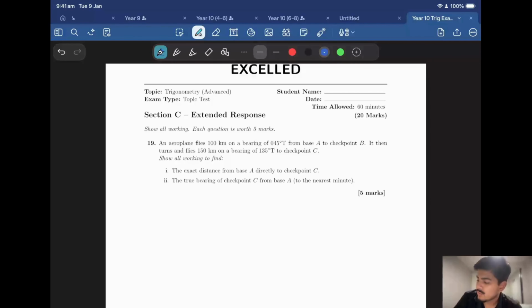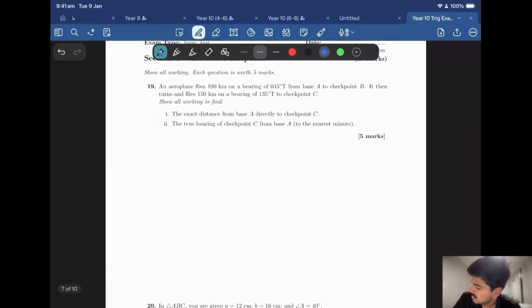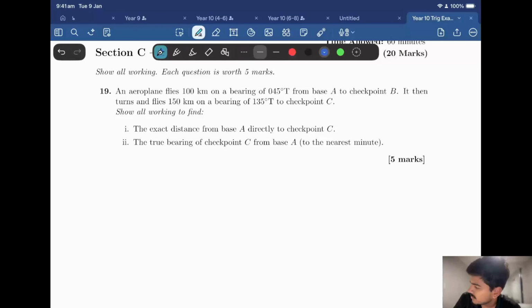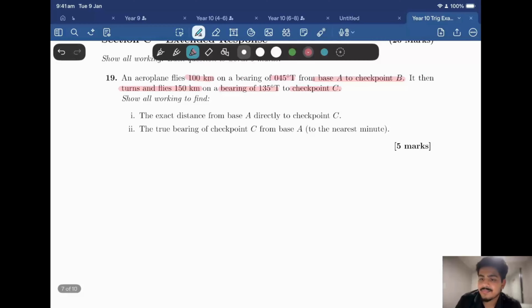Now on to the extended response questions. An airplane flies 100 kilometers on a bearing of 45 degrees true from base A to checkpoint B. It then turns and flies 150 kilometers on a bearing of 135 degrees true to checkpoint C. Show your working to find: one, the exact distance from base A to checkpoint C, and then the bearing of checkpoint C from base A. Not a hard question.